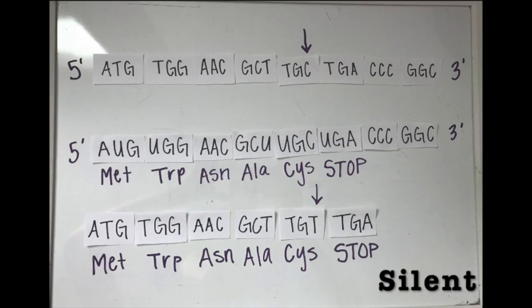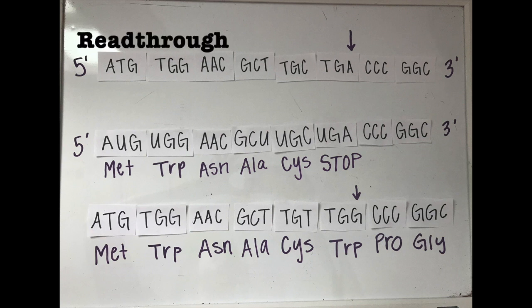Silent mutations happen whenever there is a change in a single nitrogenous base, but the new codon still codes for the same amino acid. In the mutant sequence shown, the C is substituted with a T. The original codon, TGC, codes for the amino acid cysteine, and the codon TGT also codes for cysteine. Lastly, we have a read-through mutation.